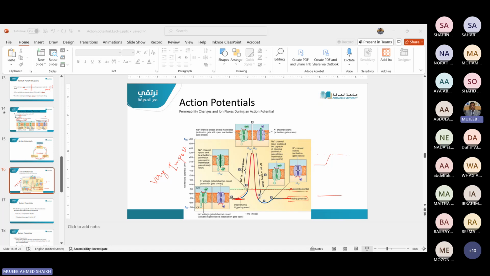Now coming to the two time periods, which are called the refractory periods: the absolute refractory period and the relative refractory period. This is related to the action potential. So again, coming back to the graph.